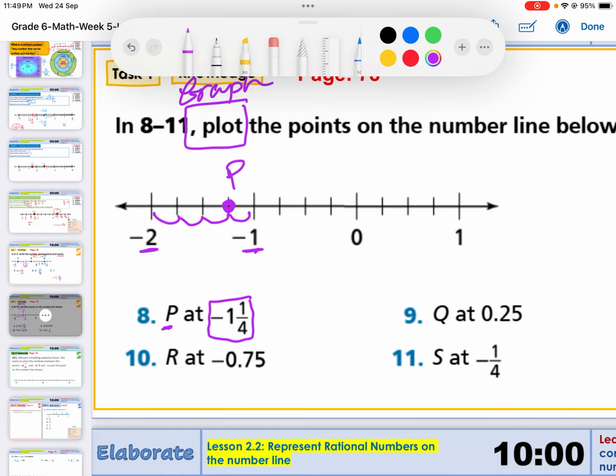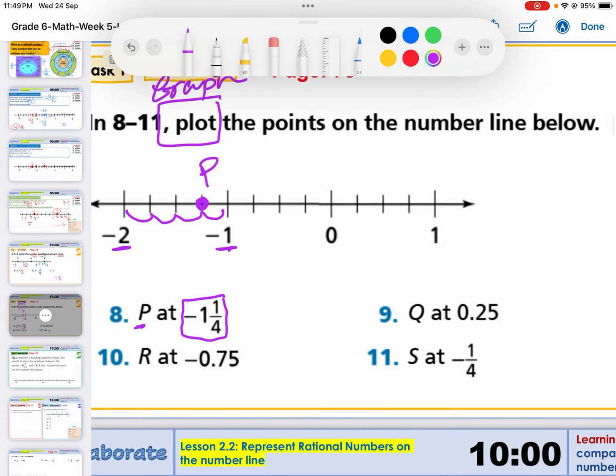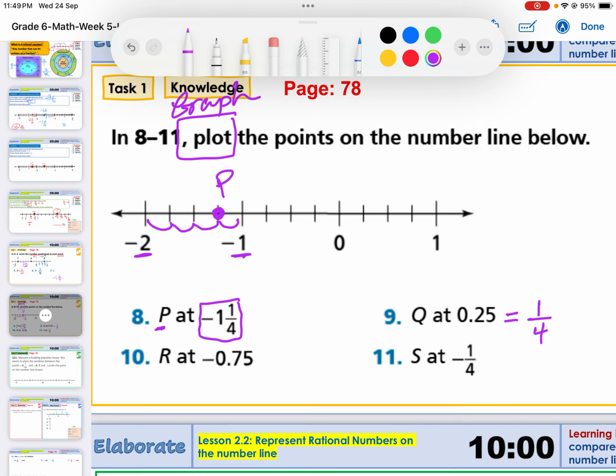Let's go to point Q. Point Q is located at 0.25. Now we know that 0.25 or 25 hundredths, it's the same as what? This is a basic fraction. We should know it in math. It's the same as 1/4. Okay, so 1/4, it's located between which two whole numbers? It's going to be between 0 and 1. Why 0 and 1? Because obviously 1/4 is way less than 1. Okay, guys? So let's count 0, 1/4. That's it. That was easy. So that's point Q. We're done.